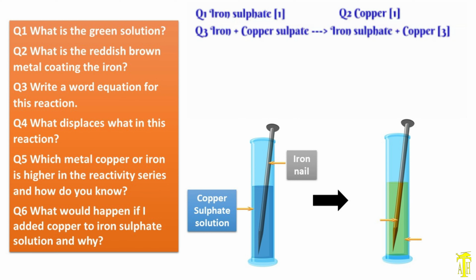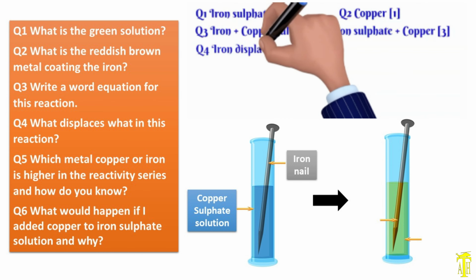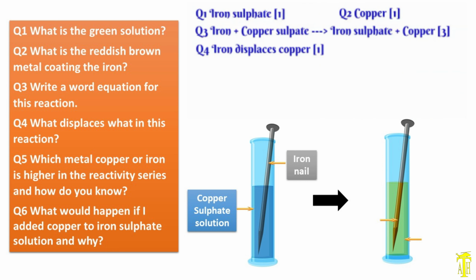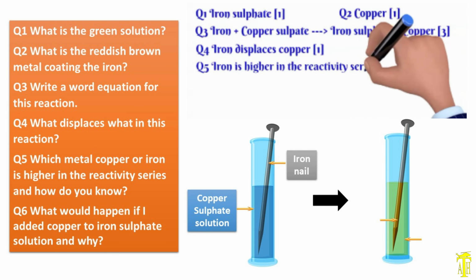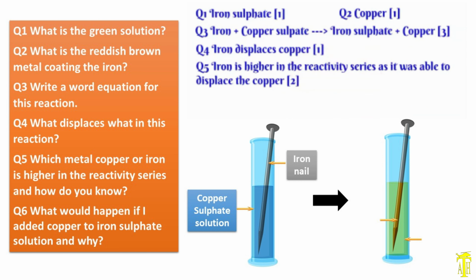Question 4, what displaces what in this reaction? Well, the iron displaces the copper. The iron takes the place of the copper in the salt. Question 5. Which metal, copper or iron, is higher in the reactivity series, and how do you know? So 2 marks here. So the first part, iron is going to be higher in the reactivity series than the copper. So that's 1 mark, and we know that because the iron has displaced the copper.